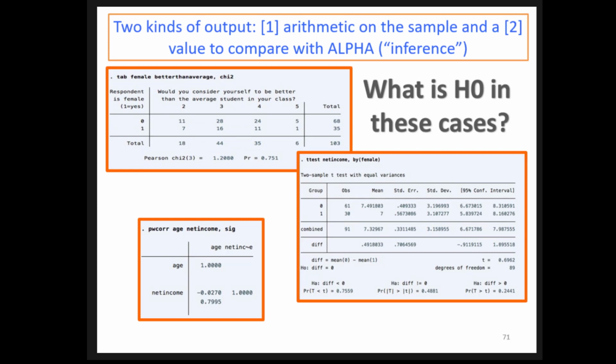So these were the examples that we had. It's a bit in small print, but I started out with categorical by categorical. That's a chi-square test. And a t-test here is comparing two groups on an interval scale variable, and these are two interval scale variables. So the first thing to look for is what is H0 in all of these cases.